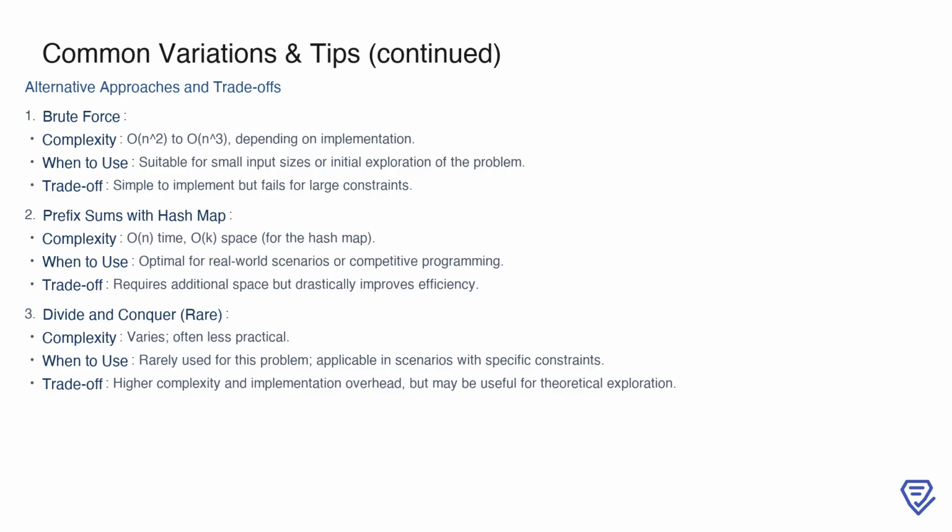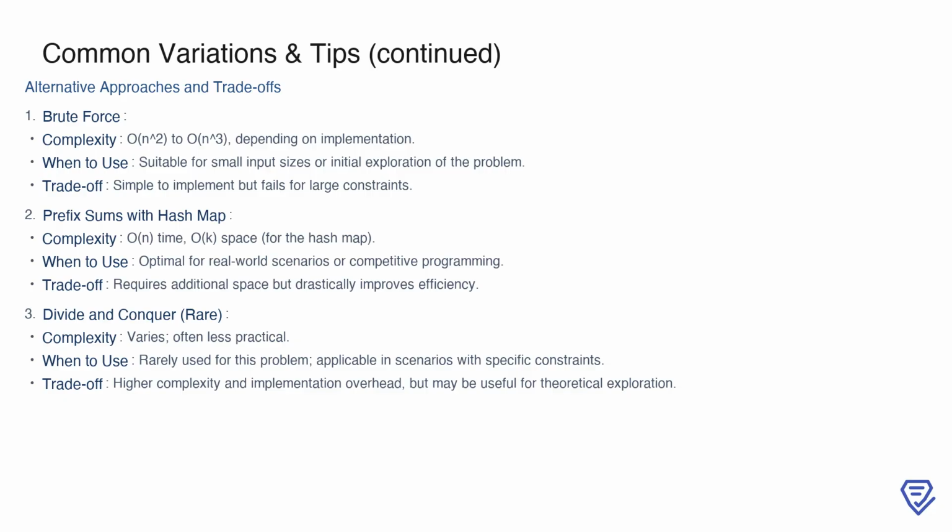On the other hand, the optimal approach involves using prefix sums with a hash map, reducing the time complexity to O(n), and requiring O(k) space for the hash map. This trade-off between space and time makes it ideal for real-world applications and competitive programming.